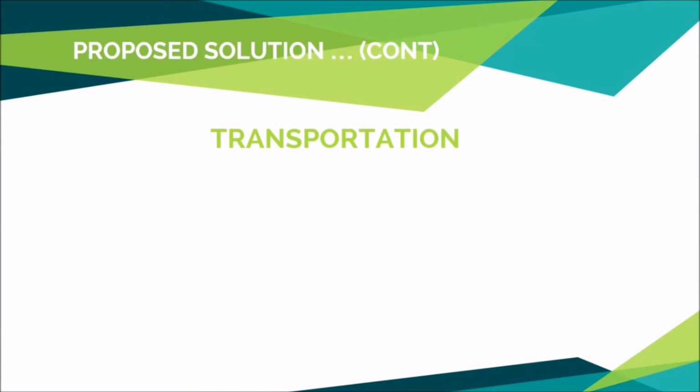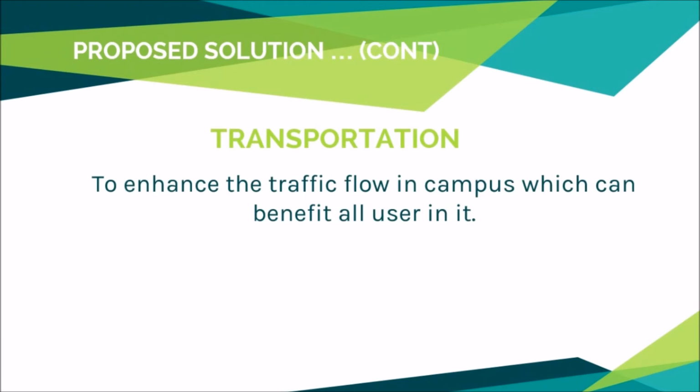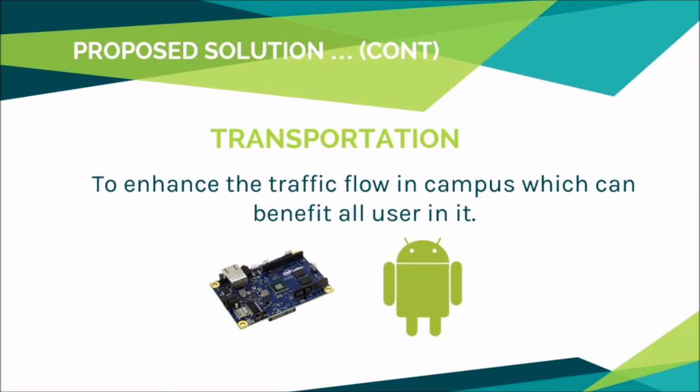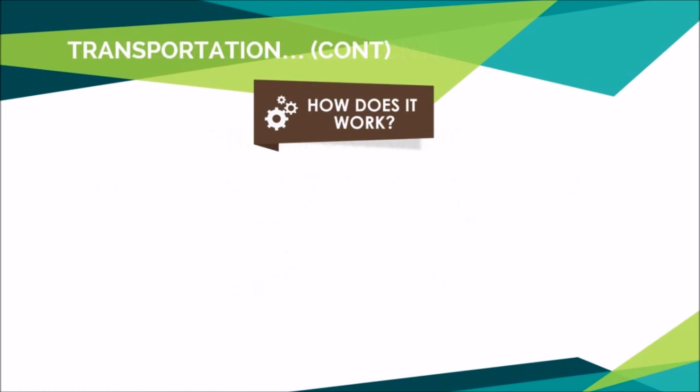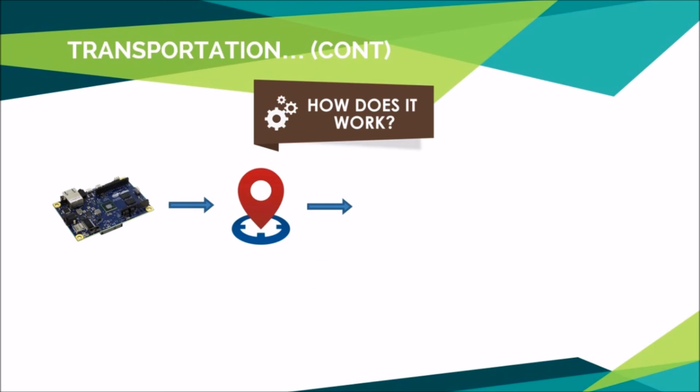And the last idea is transportation. It is to enhance the traffic flow in campus, which can benefit all users in it. There are several components needed in order for it to function, which are Intel Galileo board, Android application and APIs, GPS, and GSM. So, how does it work? Intel Galileo board will process the location of the bus that it gets from GPS or GSM before sending the data to the cloud server.